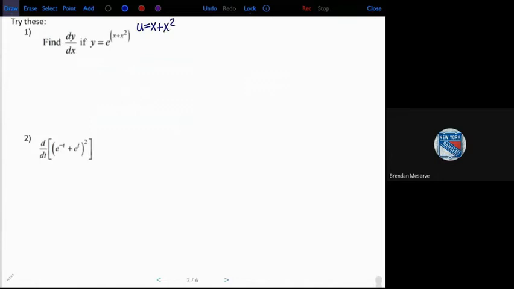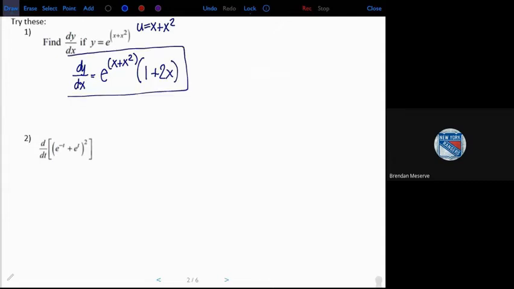So my derivative, dy dx, following the rule, is e to the u again, so as is, but then times u prime. So I just have to zoom in just to that x plus x squared and multiply by its derivative. So it's a little power rule, 1 plus 2x. And that's the derivative. It's really about being able to memorize and execute the rule.